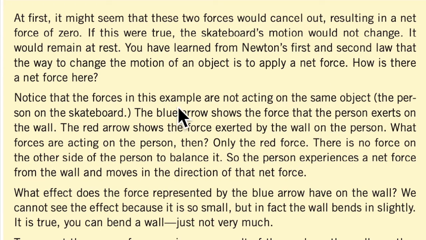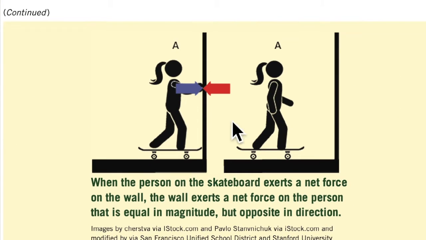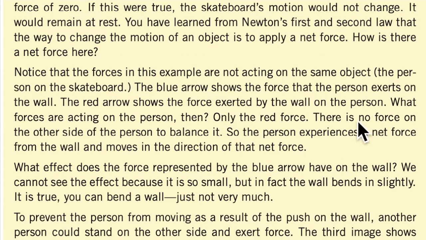Notice that the forces in this example are not acting on the same object, the person on the skateboard. The blue arrow shows the force that the person exerts on the wall. The red arrow shows the force exerted by the wall on the person. What forces are acting on the person then? Only the red force. There is no force on the other side of the person to balance it, so the person experiences a net force from the wall and moves in the direction of that net force.